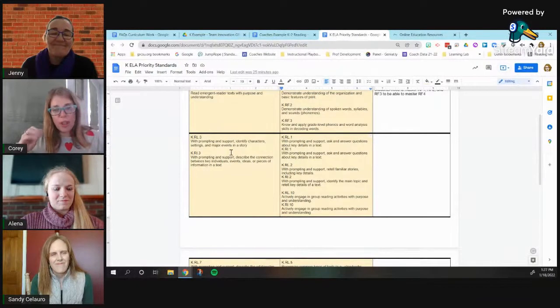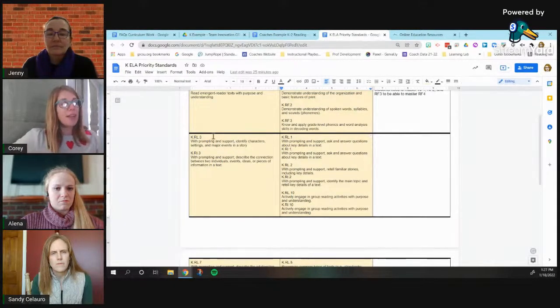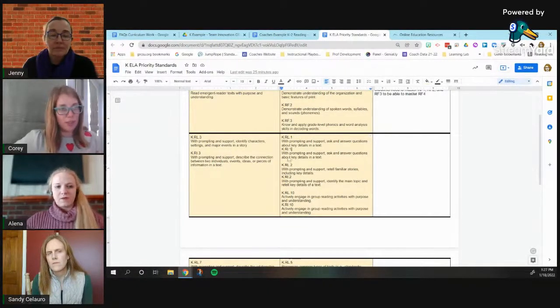Even though the language is almost identical at kindergarten, it's not identical as kids go up in grade level, but we felt it was really important that we understand that there is a difference between reading those fiction texts and those nonfiction texts for these kiddos.